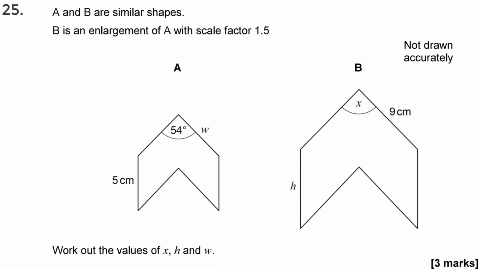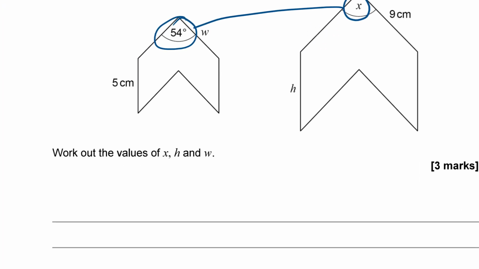A and B are similar shapes. B is an enlargement of A with a scale factor of 1.5. Work out the values of X, H, and W. Okay, so first off, I've got X. Now that is the angle at the tip of my chevron. If two shapes are similar, then all the angles are going to be the same. So that's going to be just the same as 54, isn't it? So I'm going to say that X is equal to 54 degrees.